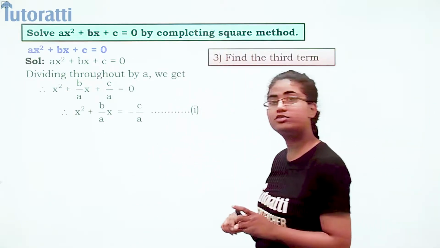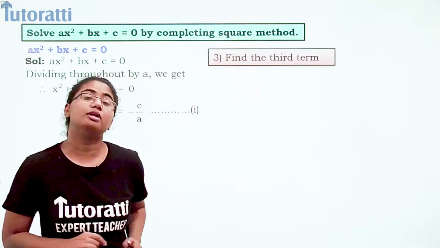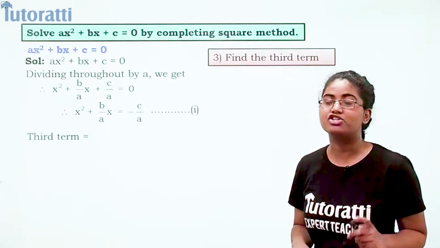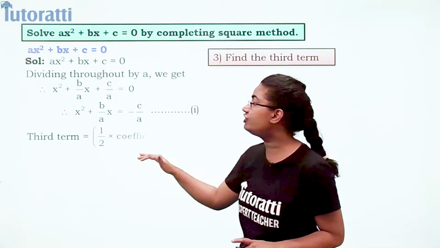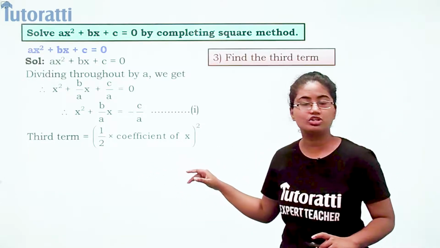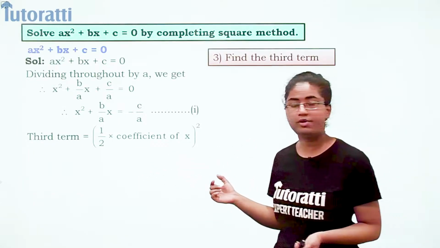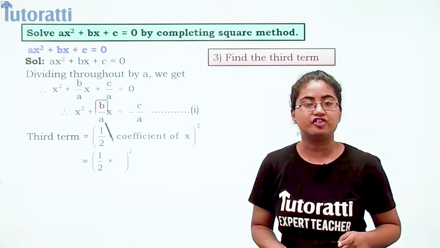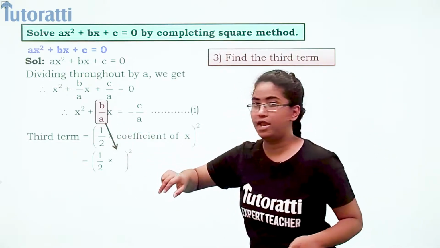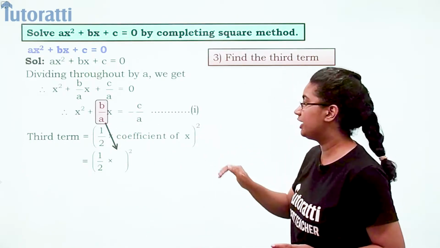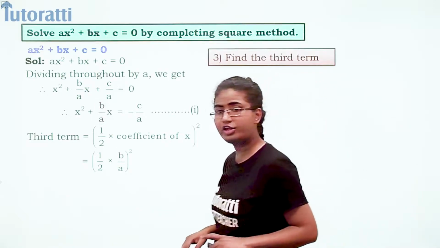We should find the third term. How do we get the third term? We get the third term by a simple formula, which is half into coefficient of x whole square. Half into coefficient of x whole square, right? Can you tell me what is the coefficient of x over here? Coefficient of x is b upon a. Take it down. What do we have then?